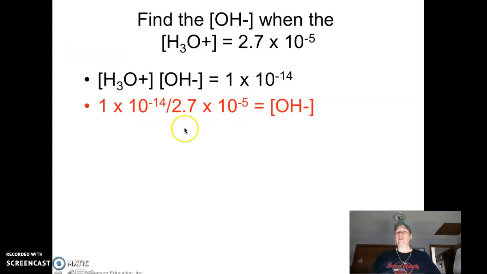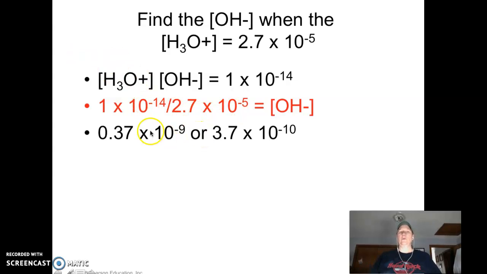And then you're going to subtract your exponents. Well, when you take 1 divided by 2.7, you get 0.37. And then 14 minus 5 is negative 9. If you left it like this, that would be wrong because that's not in proper scientific notation. So I'm going to move this over 1. Now it's in proper scientific notation. Because I made this number bigger, I make that number smaller. And negative 10 is smaller than negative 9. Remember, those negative numbers get a little screwy, but that's how it works.